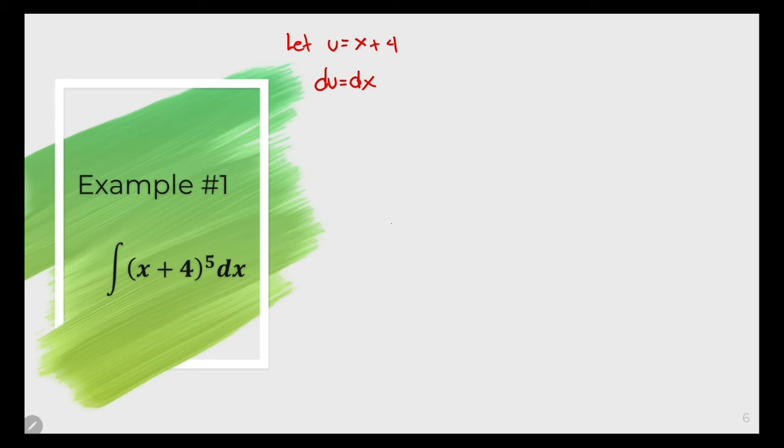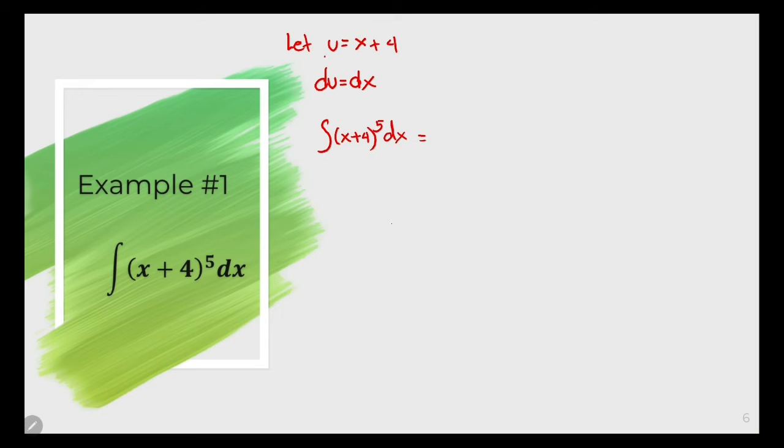Okay, so step 3, rearrange if necessary to make a substitution. Since this one is a simple function, there is no need to rearrange. So the integral of the fifth power of x plus 4, dx. We can already directly substitute, wherein our x plus 4 is equivalent to our u.